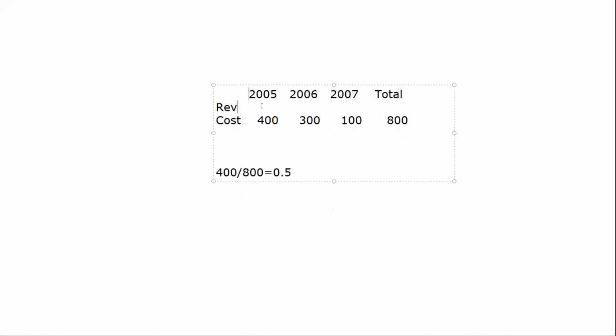So our revenue in 2005 should be the same as the percentage of the cost incurred. Our total income is $1,000, and the revenue of the corresponding year should be 50% of total income, which is $500.